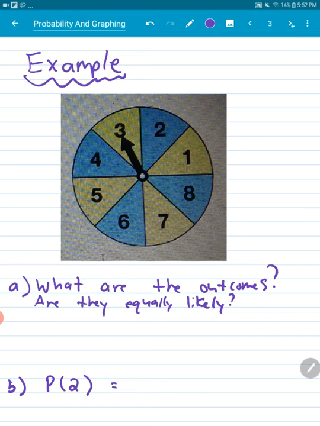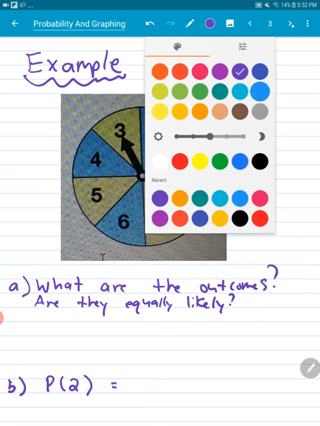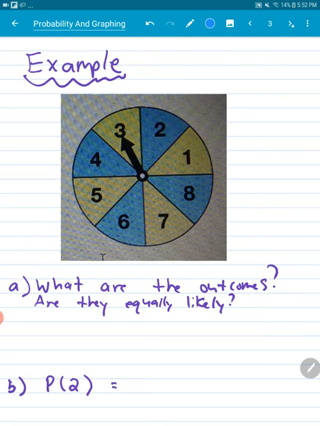So you have this spinner here. As an example, it's a spinner labeled 1 to 8. What are the outcomes? So let's answer that one together. You can pause it if you want to and then check out the answer. So what are the outcomes? Our outcomes are 1, 2, 3, 4, 5, 6, 7, and 8. Literally listing out the outcomes. Those are the possible options that you could get if you roll the spinner. Are they equally likely? And the answer to this is yes. And why are they equally likely? Because they're all the same size slice on the spinner.